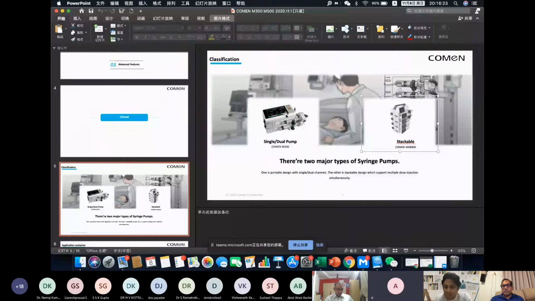That's it. Okay. One more question which has come. If there is any future update in the software, will this machine have an update option, upgrading of the software? Yeah. Through the USB port. Okay. Yeah. I think that's all.